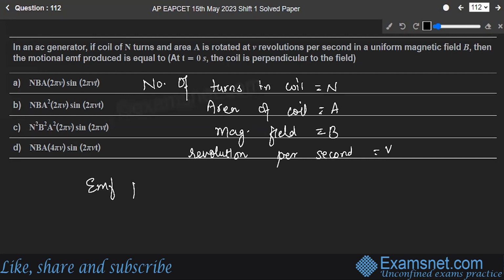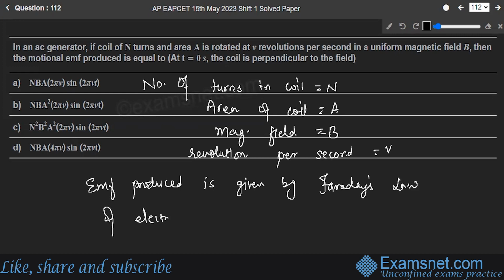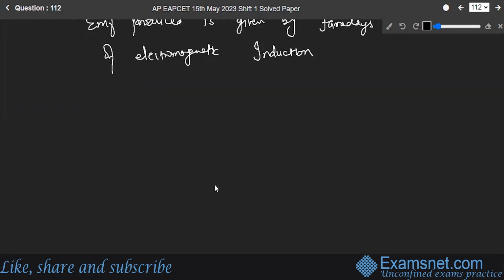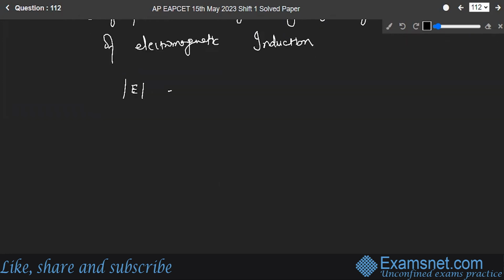So the EMF produced is given by Faraday's law of electromagnetic induction. That is, E is equal to N into d phi upon dt. That is, the rate of change of flux induces EMF.